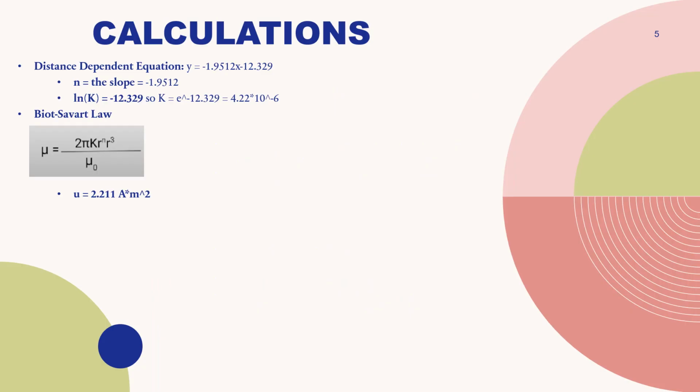Calculations for this lab were fairly simple. Using the equation we got from the Excel file, we are able to get n, which is our slope, which is negative 1.9512. The y-intercept is our ln of k value, so we raise e to that power to get our final k value of 4.22 times 10 to the negative 6. We then rearranged Biot-Savart's law to solve for μ and get 2.211 A times m squared.